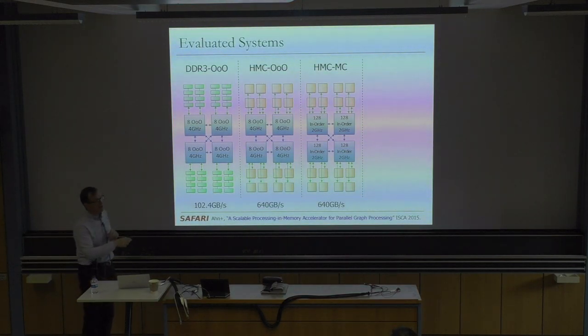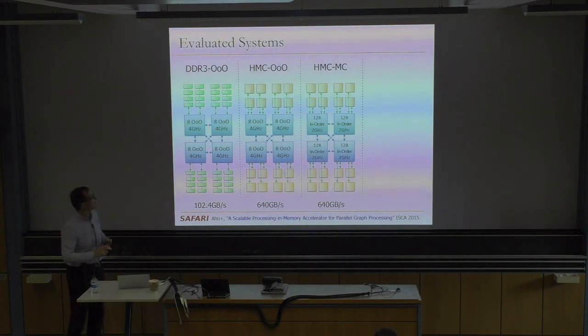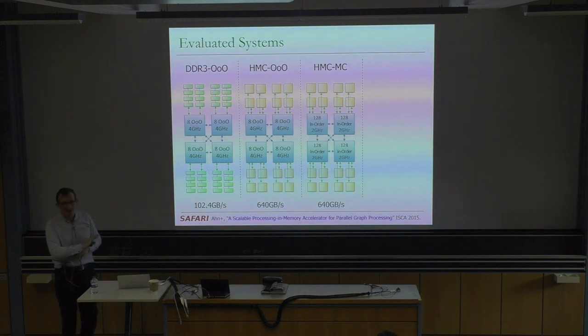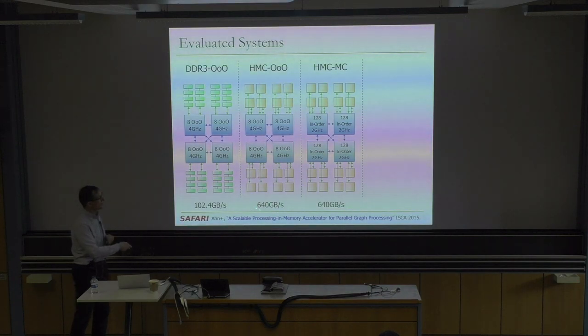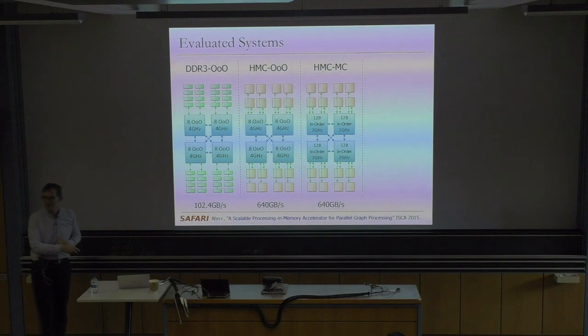This hybrid memory cube system is a 3D stacked memory. It's a state-of-the-art 3D stacked memory at that time. And it enables higher bandwidth by changing the interface between the processor and memory, at very high power consumption and high cost. But you can get about 600 gigabytes per second bandwidth, which is 6x higher than this, which is not bad, right?